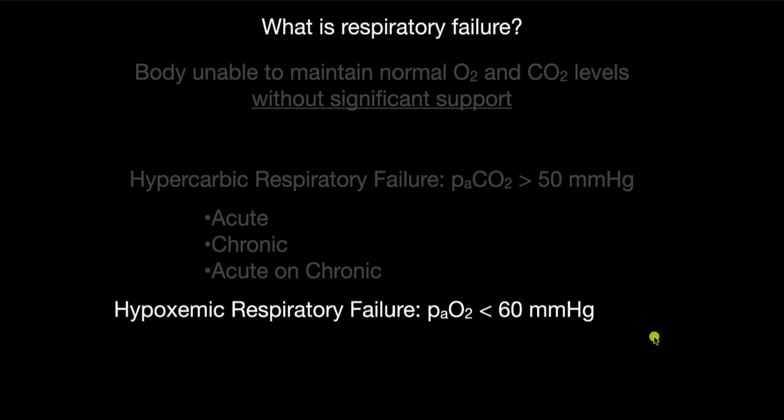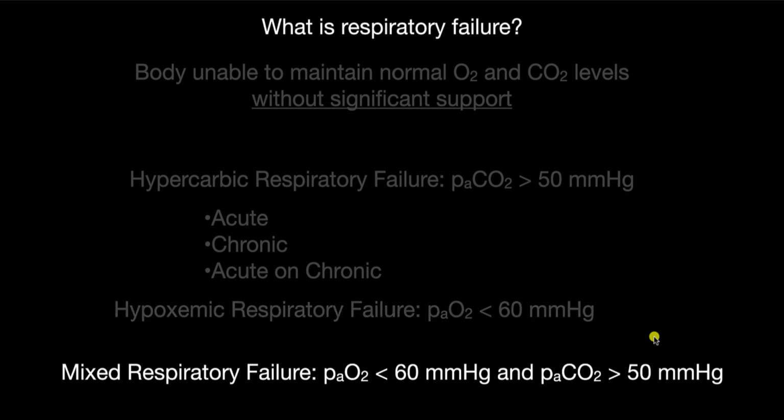Now for the hypoxemic respiratory failure. Hypoxemic respiratory failure, if you want a number, is a P(a)O2 of less than 60 millimeters of mercury. Again, it is not completely black and white, but that's a nice number to think about. And this is all without significant support. So if you are on a little nasal cannula and it takes your P(a)O2 from 55 to 90 with a little bit of nasal cannula, that's not hypoxemic respiratory failure. But if you start with a little PaO2 of 45 and you have to be on a ventilator to get it up, well, that is respiratory failure. And then you can have mixed respiratory failure, which is a combination of both hypercarbic and hypoxemic.